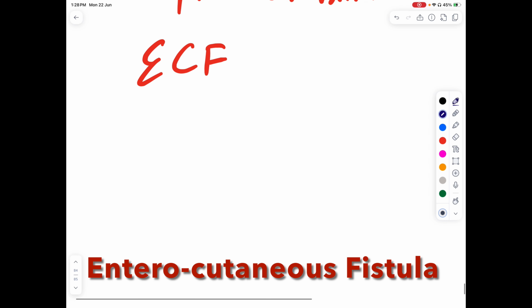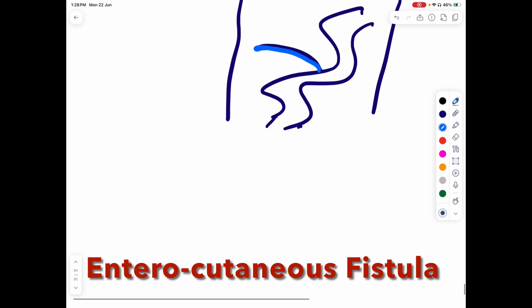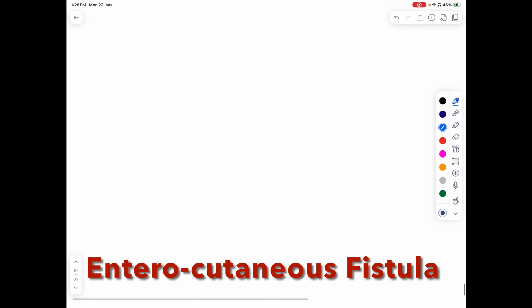Definition of enterocutaneous fistula. This is the abdominal wall, and this is the bowel inside. Any communication from the bowel to the wall is an enterocutaneous fistula. It is lined by granulation tissue between skin and GIT.